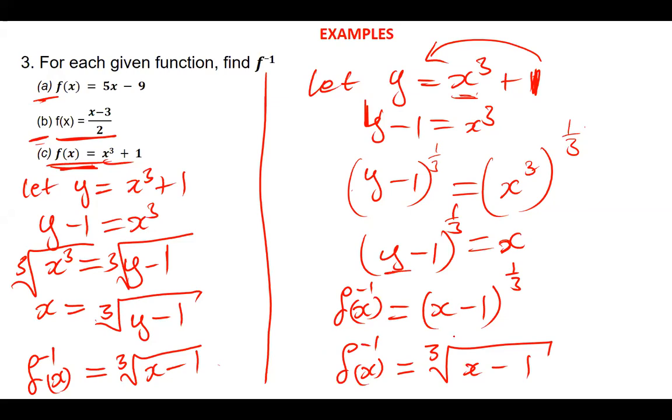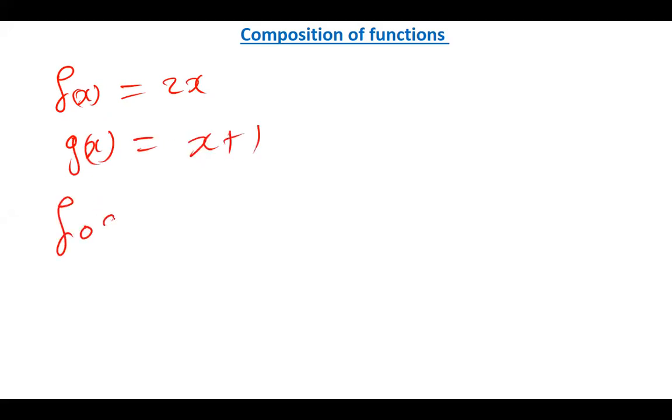So let's quickly look at the composition of functions. When you hear about composite functions, these are just functions which have been put into other functions. So for instance, if you have f of x, which is equal to 2x, then you also have g of x, maybe which is equal to x plus 1. Then they ask you to find f of g of x. So how do you find this?